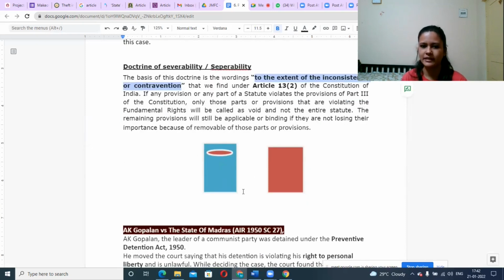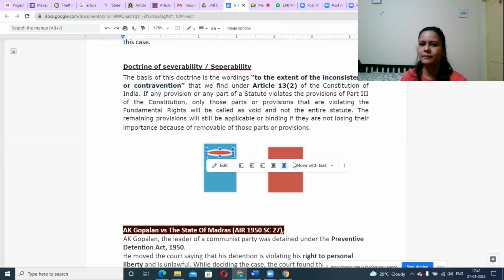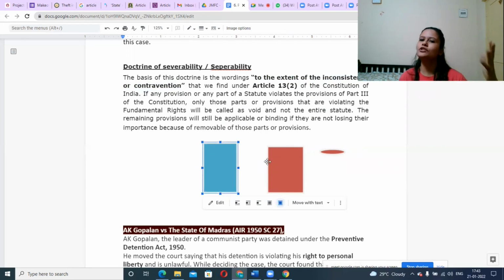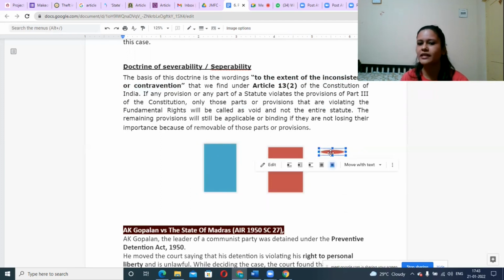Take for example, this is one entire legislation in blue color. In this entire legislation, there is just one section which is violating the provisions of part 3 of the Constitution. In such a case, the judiciary has to see whether this certain part is separable from the remaining legislation or not. If this part can be taken out from the remaining legislation, and even after that, this legislation is making some sense and other provisions can still be applied, in such a case, let the remaining legislation be as it is. Just take out this part which is violating part 3 of the Constitution.